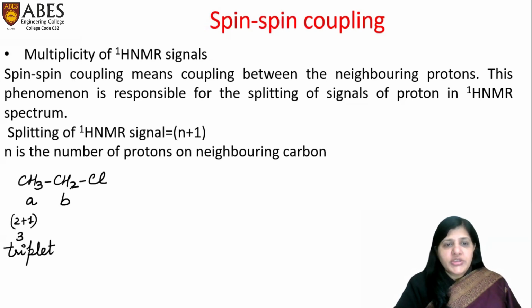Signal of CH2 or B set of proton will be split due to A, and this will be 3 plus 1, which means 4. This 4 will be represented as a quartet in the NMR spectrum.